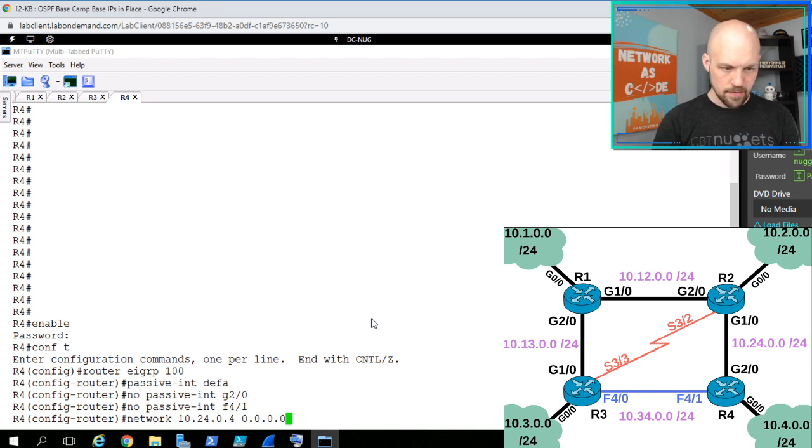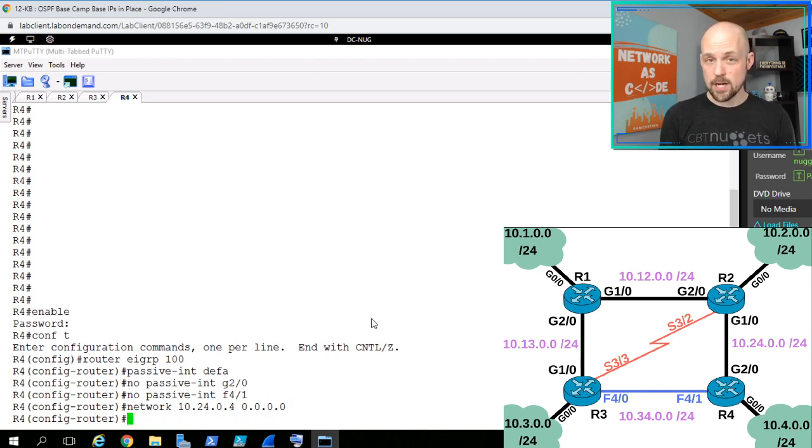10.24.0.4. That would be to router 2. That should not actually create a neighborship, because we know router 2 is waiting for an authentication-enabled hello. And we don't actually see that it's coming up. So that's exactly what we'd expect. We'll get to the authentication in a moment.